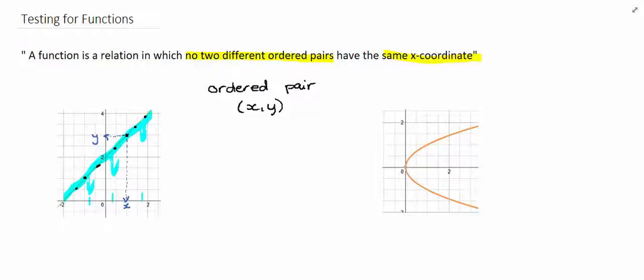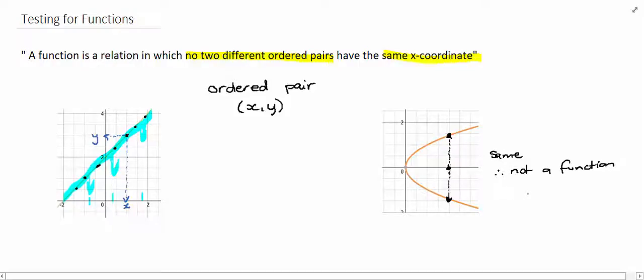If, however, we have a look at something like this graph here, if we have a look at this particular x value here and we look up, we can see that there's a point on the graph there for that x value and a point on the graph there for that x value. So because we've got two points on that graph which have the same x coordinate, this one is not a function.